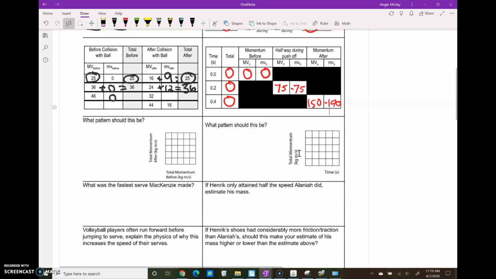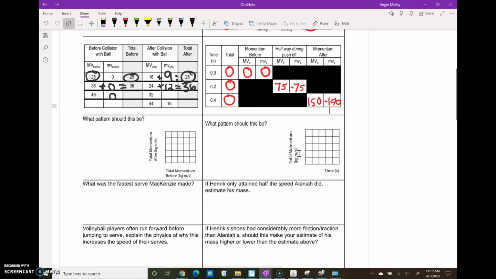So what pattern should this be? If we're looking at total momentum versus time, how is the total momentum changing? The total momentum, P total, must be equal to 0, right? And that's not changing, so it'll be a horizontal line at 0. And then if Henrik only attained half the speed with the same momentum, estimate his mass.